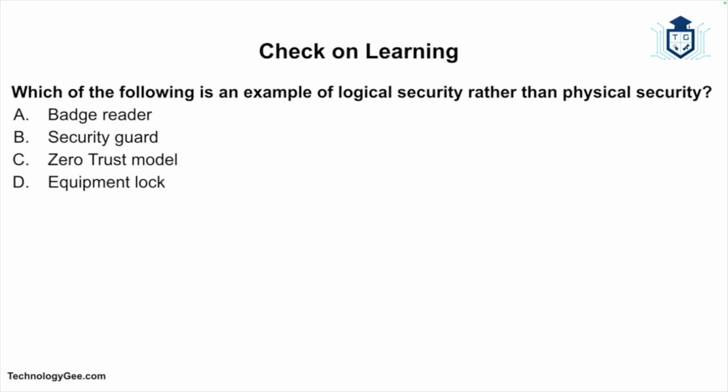And the final question is, which of the following is an example of logical security rather than physical security? Would this be a badge reader, a security guard, the zero trust model, or an equipment lock?